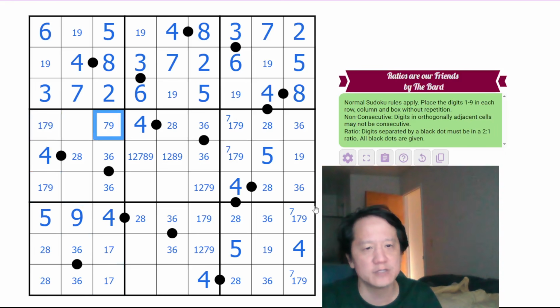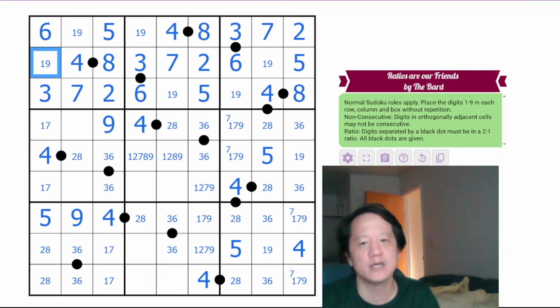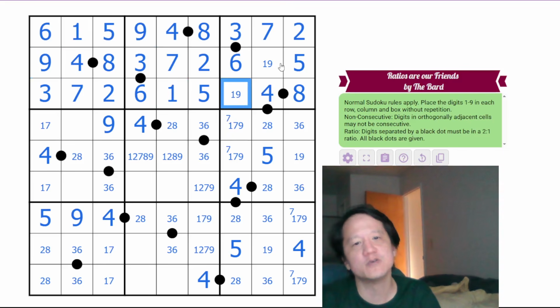1, 7 eliminates 7 there, so that's 9. This can no longer be 9. It's 1, 7 as a pair, which eliminates 1, 7 in the rest of the column there. So this can't be 1. It's 9, which makes this 1, which makes that 9, which makes that 1, which makes that 9, which makes that 1. No 9 here.